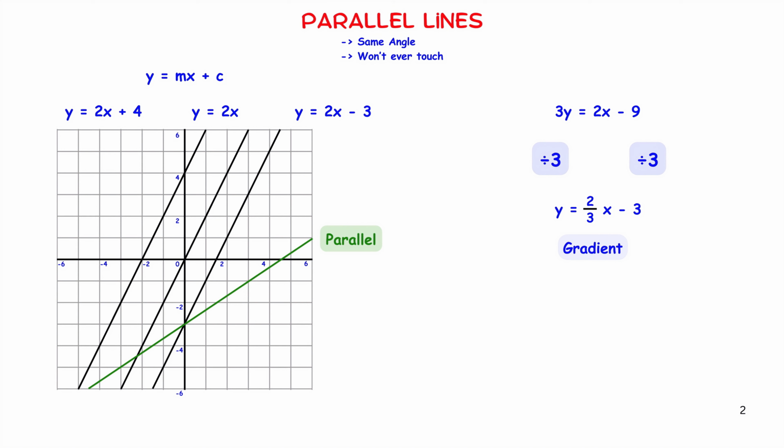We need to divide everything by 3 to get the y on the left by itself, and that would give us y equals 2/3 of x minus 3. So the gradient of this line is actually 2/3, not 2. And just to show you this visually, if we plotted it on our graph, it would look like this. So you can see quite clearly that it is not parallel to our other lines.